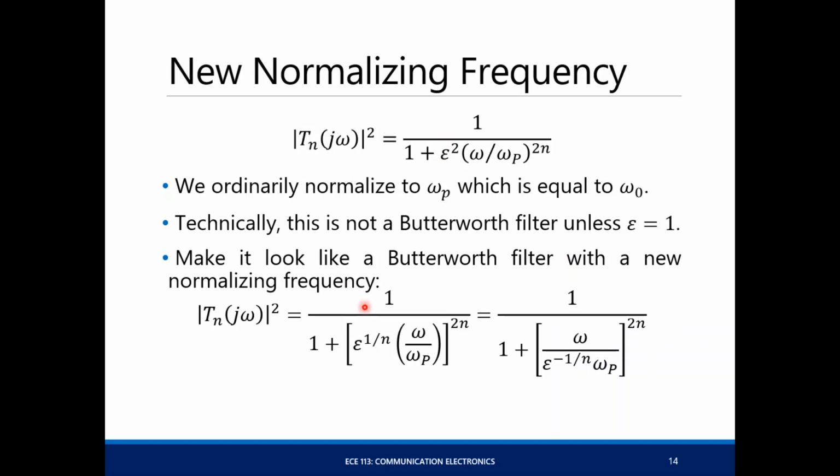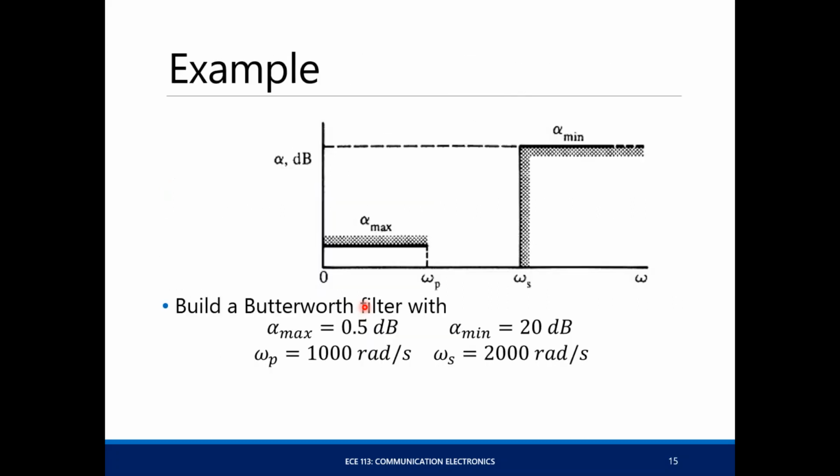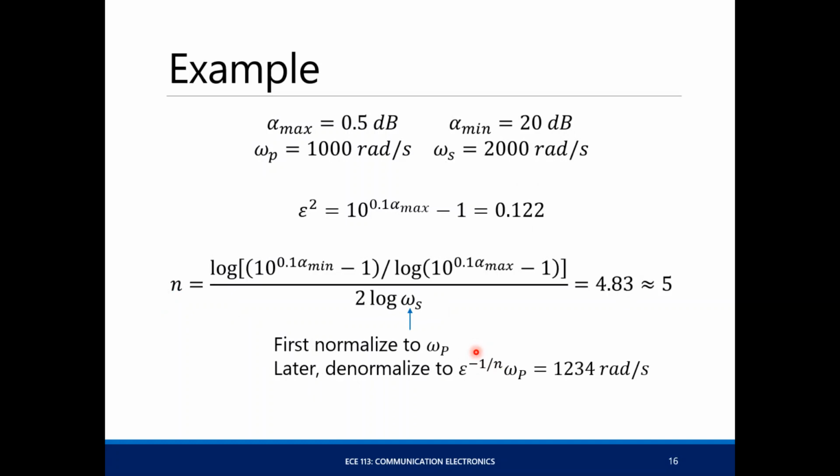To make it more clear, let's have an example. We have a maximum attenuation at the pass band of 0.5 dB, minimum attenuation at the stop band of 20 dB. Your pass band cutoff is 1000 radians per second, and your stop band cutoff is 2000 radians per second. So the example is this. First get your error factor, which is dependent on your maximum attenuation. This is your error factor.